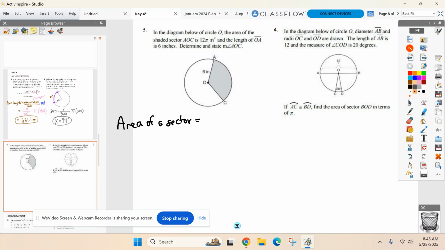Same exact formula for arc length, except not circumference, area instead plugged in. Where we had circumference, we're going to plug in area. So measure of the arc again, over 360. But now instead of circumference, we're using pi r squared, area.